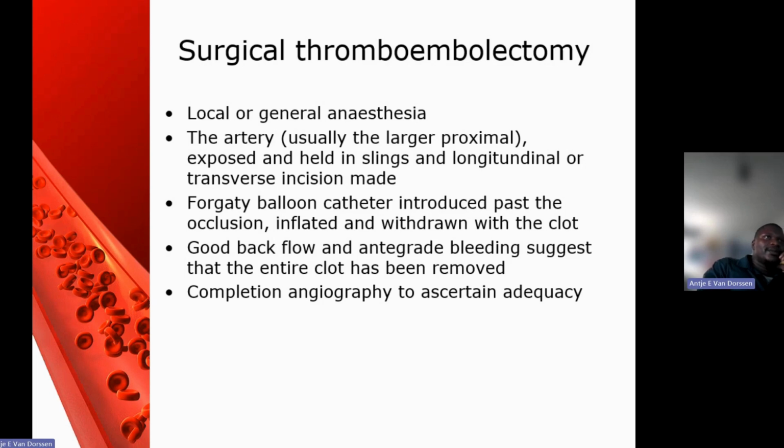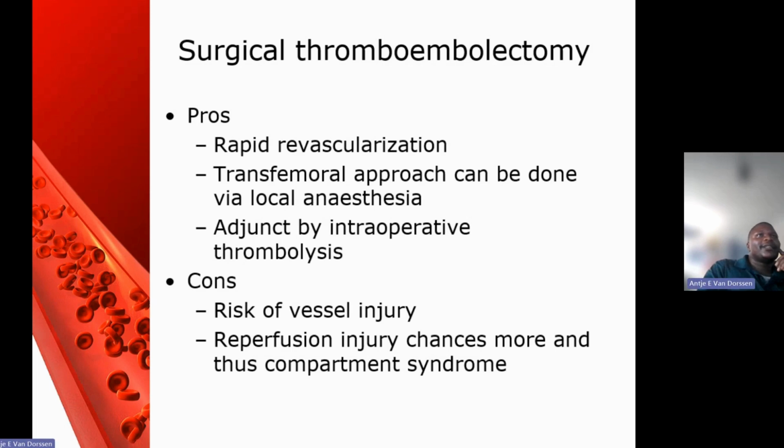And then we normally use the Fogarty balloon catheter, and we insert it all the way distal to the clot. Then you inflate it, and you pull it back with that clot. And of course, a good result is when you can see good backflow or anterograde bleeding as well. That will tell you that the clot has been removed. And then these patients, after the procedure, should have an angiography to ascertain how adequate the procedure was.